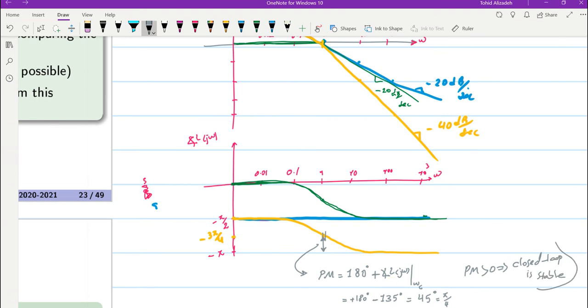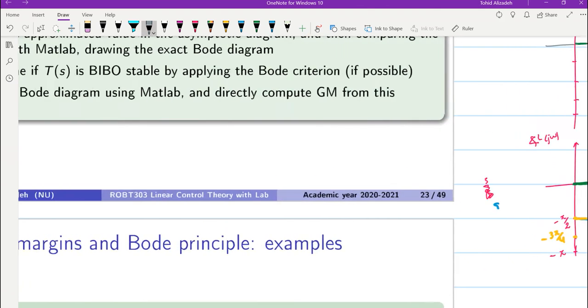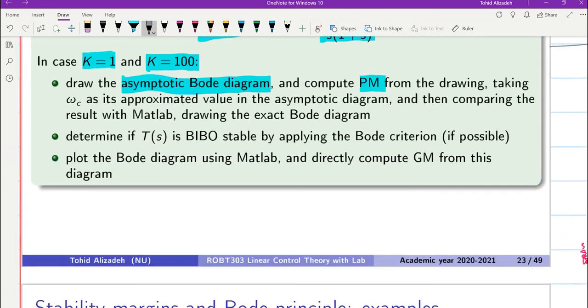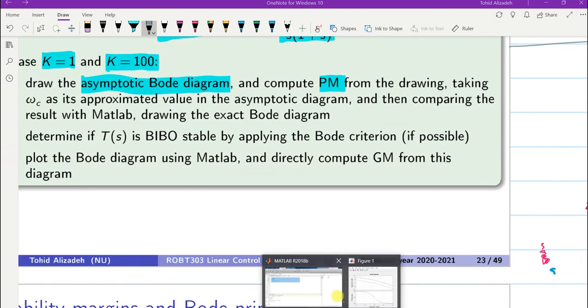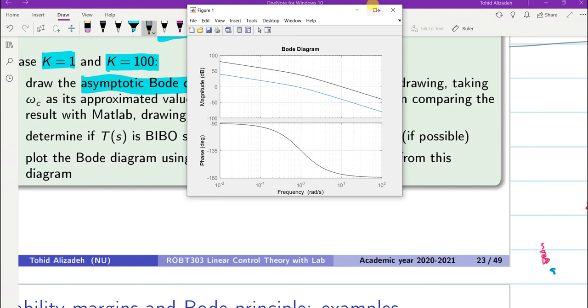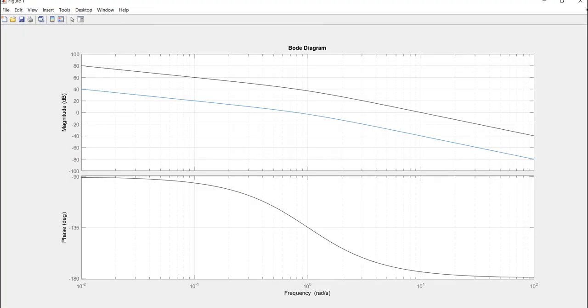The closed loop system is stable because the phase margin is bigger than 0. We can compare the result with MATLAB as well. I have already drawn the Bode plot for this system. The one that you see in blue indeed is what we have for k equal to 1.